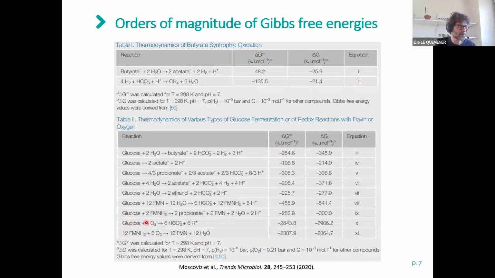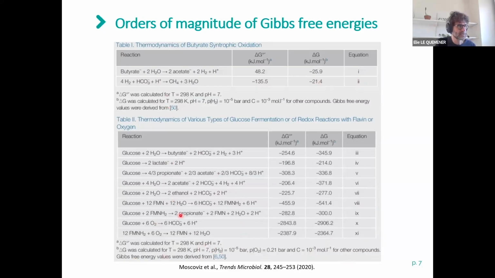So you see for glucose, it's more or less minus 3,000 kilojoules per mole when you have oxygen as electron acceptor. But if you have fermentation of glucose to propionate, acetate, lactate, butyrate, you see that the order of magnitude is 10 times lower. It's more or less 300 kilojoules per mole. And if you look at methanogenesis here, you see that it's 10 times lower. It's minus 20 kilojoules per mole. So you see that you have a very different order of magnitude depending on the types of reaction.